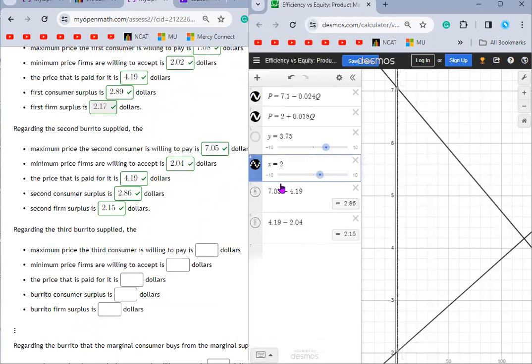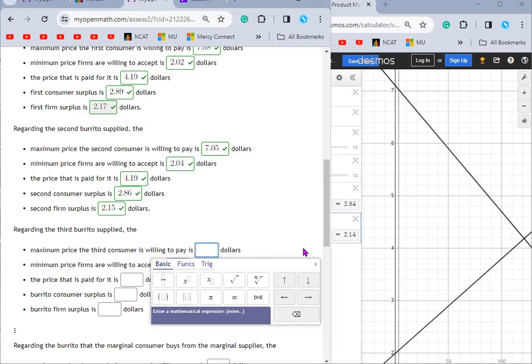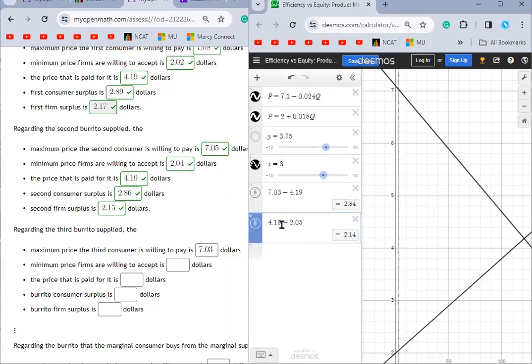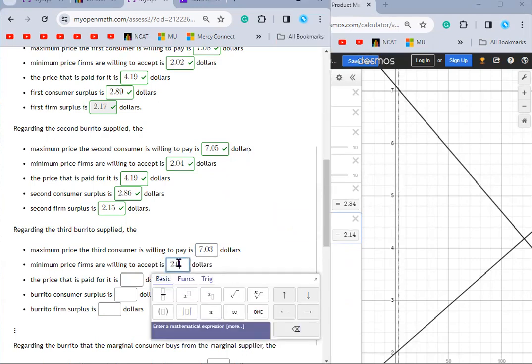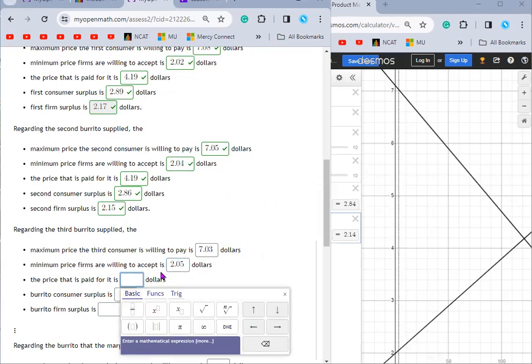Okay. Now, what about the third burrito? We're going to change this to 3. Right? For that third burrito, the third person in line, there's only 3 burritos supplied. So the third person in line is willing to pay $7.03 for the burrito. The firm is willing to sell and produce that burrito if the price is at least $2.05. Right? So the price the third consumer is willing to pay is $7.03. The firm is willing to accept at least $2.05. And of course, the consumer only has to pay $4.19.